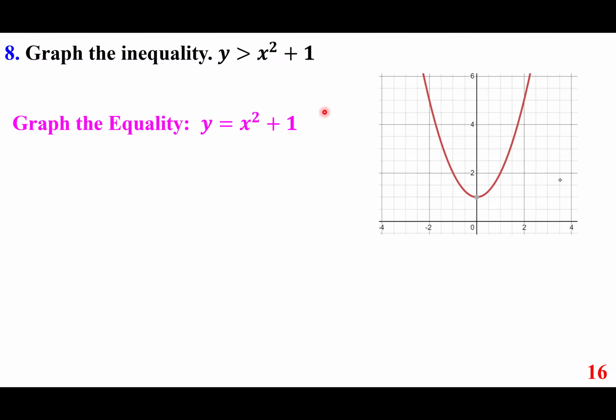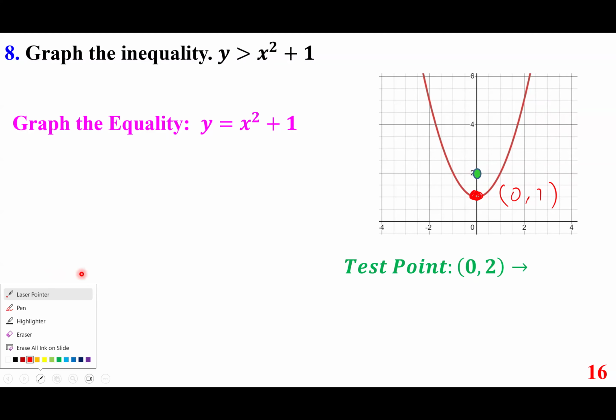Graph the inequality y is larger than x squared plus 1. So we graph the equality y equals x squared plus 1, which is a parabola up by 1. So everybody knows the graph, a parabola here and then up by 1. This one, okay, obviously. Okay, that's 0, 1. You pick a test point not on the graph, but somewhere. For example, 0, 2. It's right here. And you see whether it works or not.